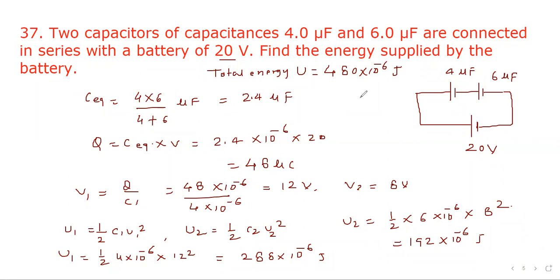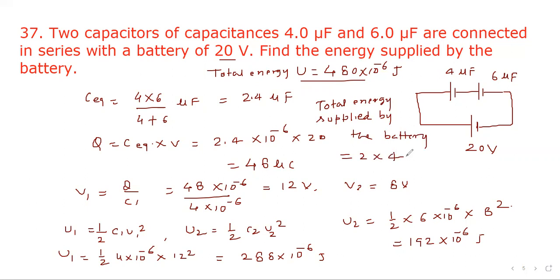So the energy supplied by the battery, both the plates, will be double of it. So the total energy supplied by the battery will be just double of it. That is twice of 480 multiplied by 10 to the power minus 6, that is 960 microjoule. Also, in another way, we can say that half of the energy supplied by the battery is lost in the form of heat.